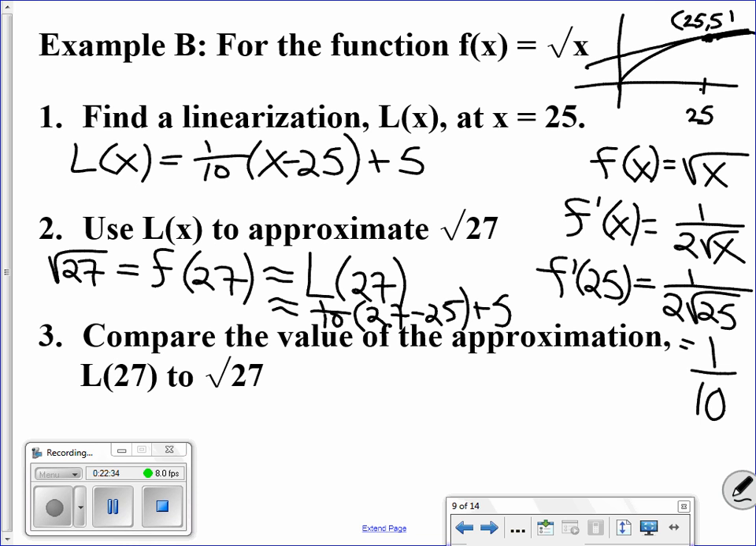You don't need calculators for this. It's so great. What's 27 minus 25? Times a 10th? 1/5 or 0.2, right? Plus 5.